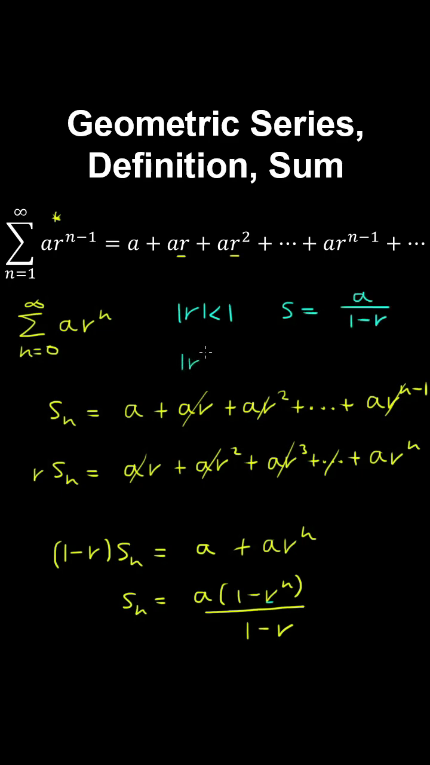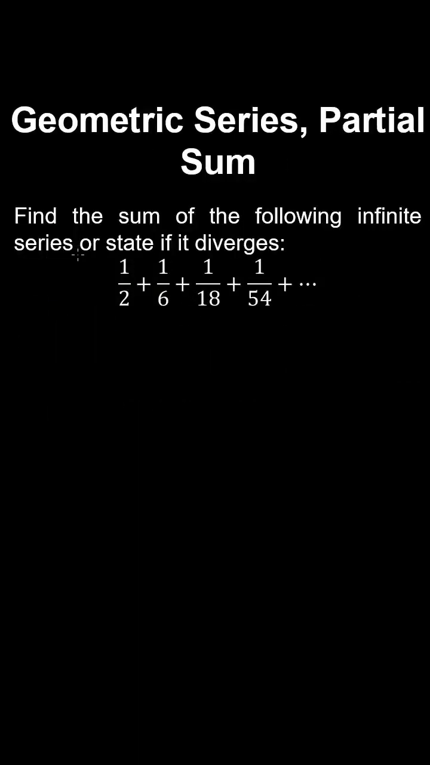Now if the absolute value of r is greater than 1, then we can see that this term goes to infinity, and therefore the series diverges. And if r is equal to 1, then we get a divide by 0 and the series diverges. Let's find the sum of the following infinite series, or state if it diverges. Well, we can see that the ratio between each successive term is constant and equal to a third.